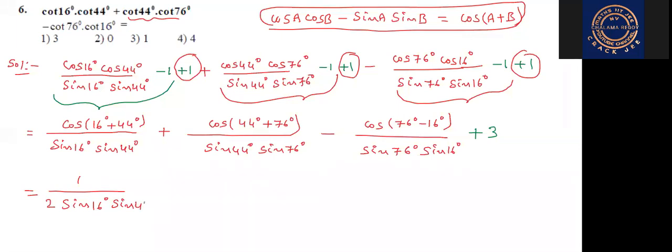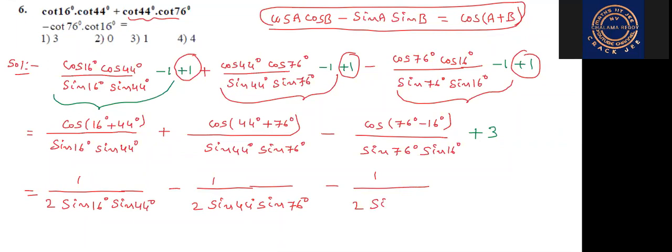sine 44 degrees. Next, 44 plus 76, total 120. Cos 120 degrees value is minus 1 by 2. That is sine 44, sine 76. Cos 120 degrees value, minus 1 by 2. Here see that numerator 76 minus 16, 60. Cos 60 value, 1 by 2. That is the remaining part, sine 76 degrees, sine 16 degrees, plus 3.